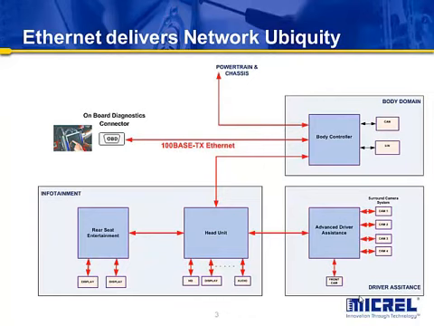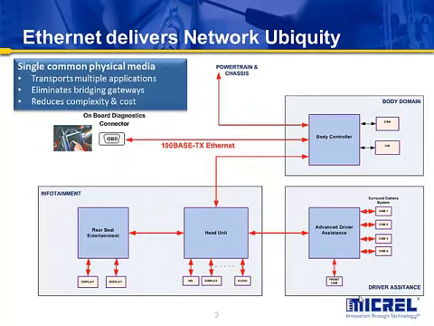Moving forward, standard Ethernet can deliver a single ubiquitous network for automotive. With the arrival of AVB, audio video bridging, for real-time streaming, these many different traditional buses can be replaced by a single common physical layer. Only Ethernet can provide this. The vehicle can now benefit from transporting multiple applications over a single physical media, as well as the elimination of gateway bridging, which reduces complexity and cost.